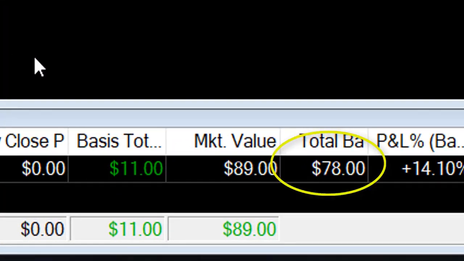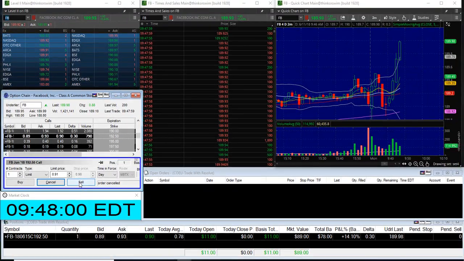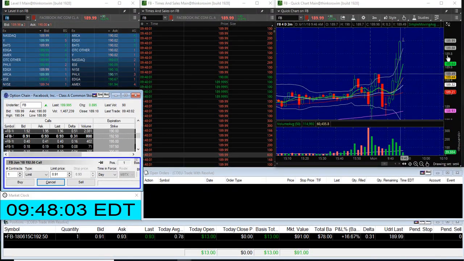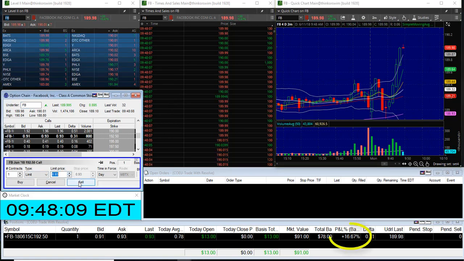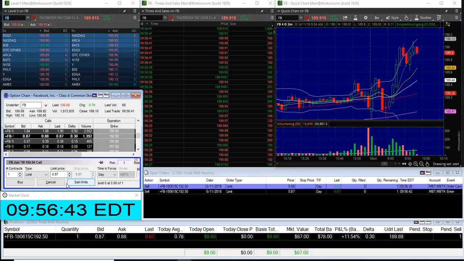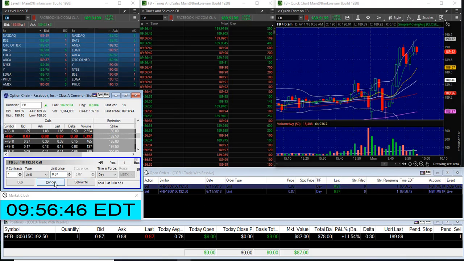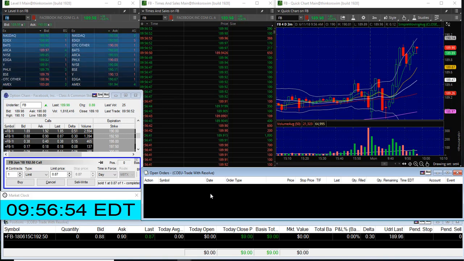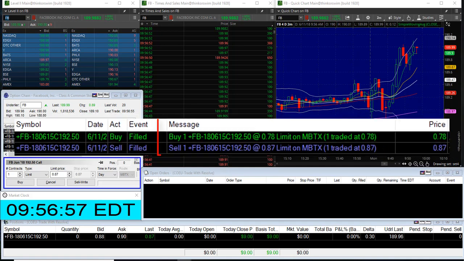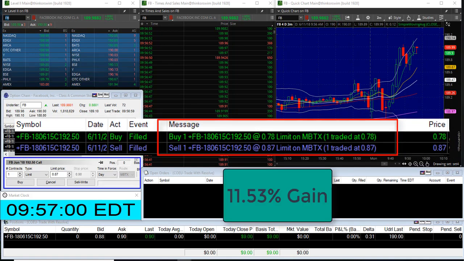Again, you can see here that I only invested $78 into this trade. What I recommend doing if you do decide to day trade options is I highly recommend starting with just one contract and then slowly increasing your position size as you gain more confidence and more experience. You can see now I'm up 15% at this point, so I'm going to go ahead and jump out of the trade here. I was executed at 87 cents and I entered in at 78 cents. So I ended up making an 11% gain here in just a few short minutes. Not a bad trade overall.